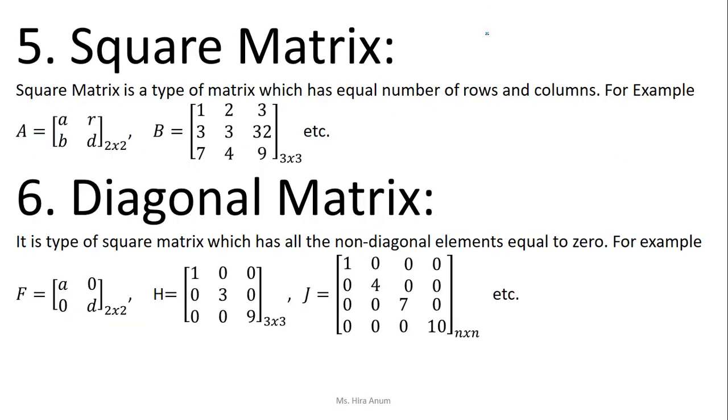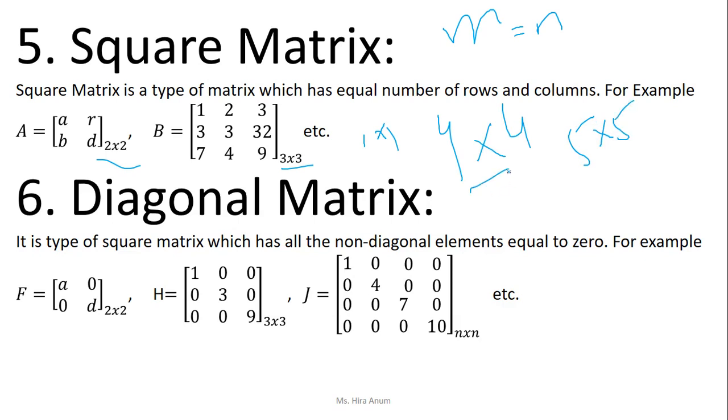In a square matrix, the number of rows equals the number of columns. You can see 2 cross 2, 3 cross 3, 1 cross 1, 4 cross 4, 5 cross 5. These are equal. M equals N. Then it is called a square matrix.